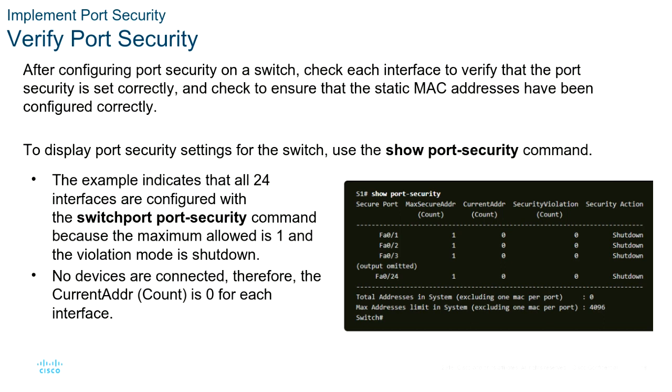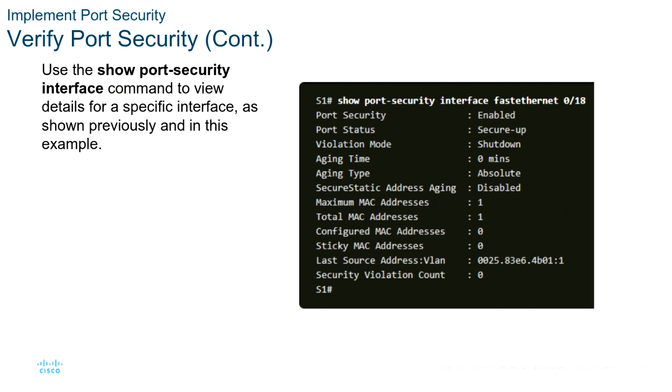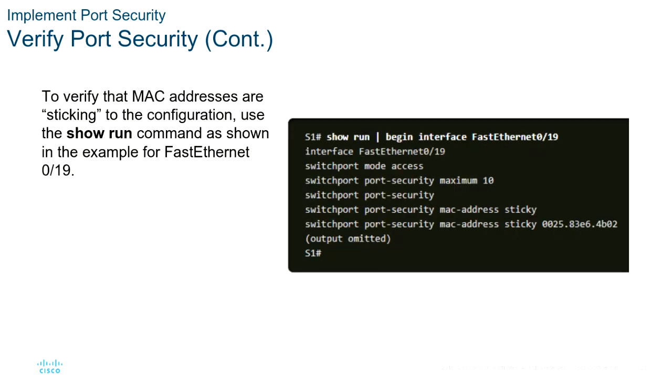So we can check this with show port security, and it'll show us the status of all the ports, how many violations occurred, etc. on each one. And then show port security interface can look at the individual interface. We saw this command earlier. In this case, it's set to the disable default configuration.